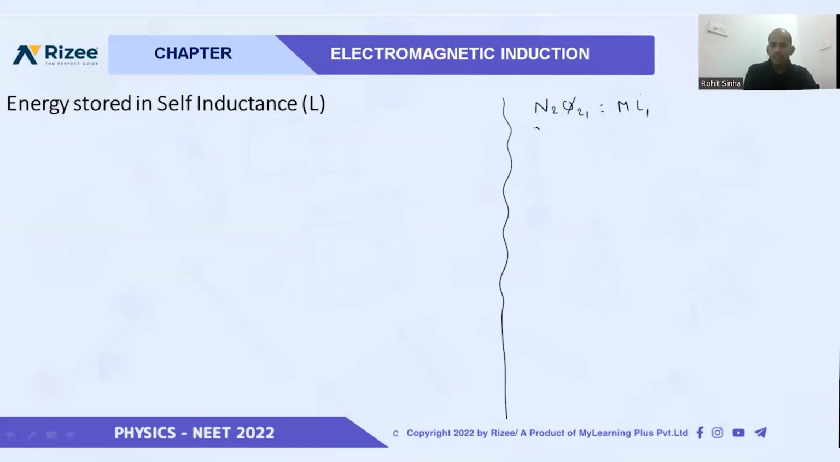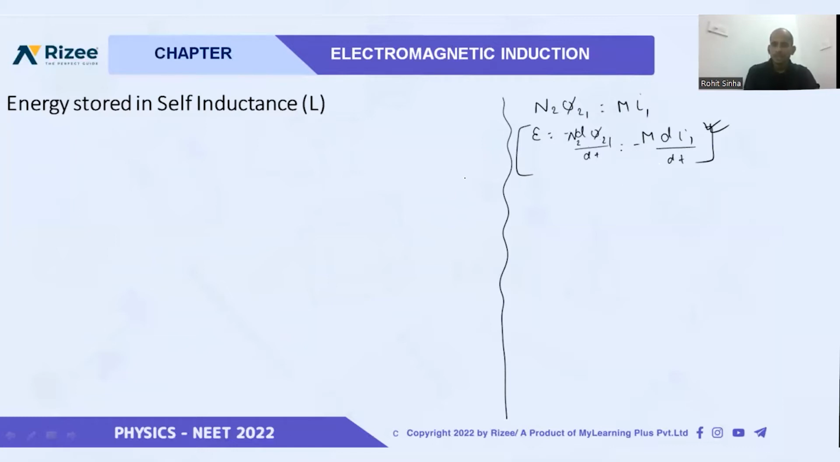So by Faraday's law, E is equal to minus dφ2 by dt. That means we can also say E is equal to minus M into dI1 by dt. It is also a mutual inductance formula. Got it? φ21 and N2 will be outside.